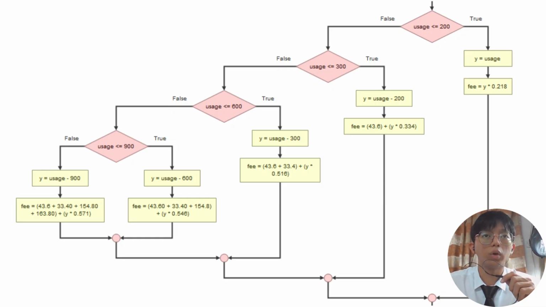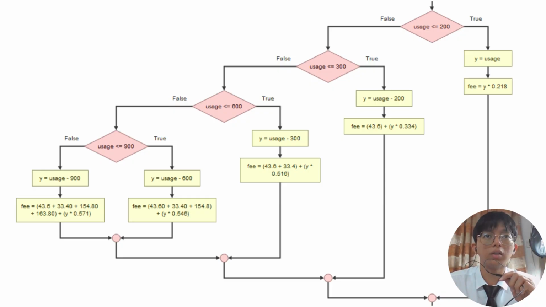If true, we go to calculate the y. The y is the usage minus 200. What does that mean? Because the y is the number of units after 200, with another price which is different from the first 200 units. So we calculate the y, which equals the usage minus 200. Then we can calculate the fee.